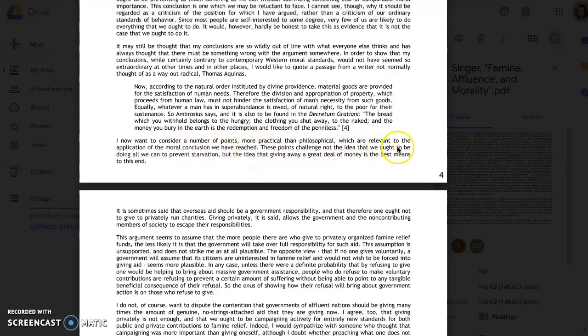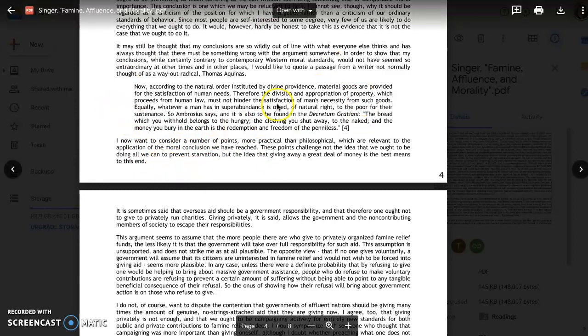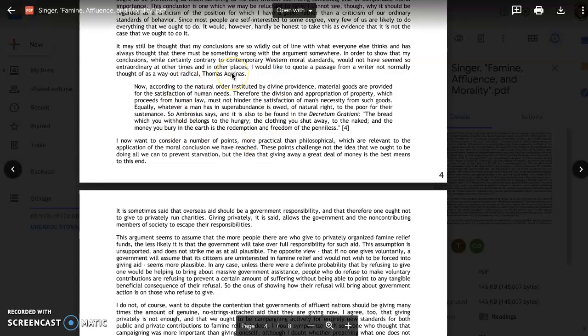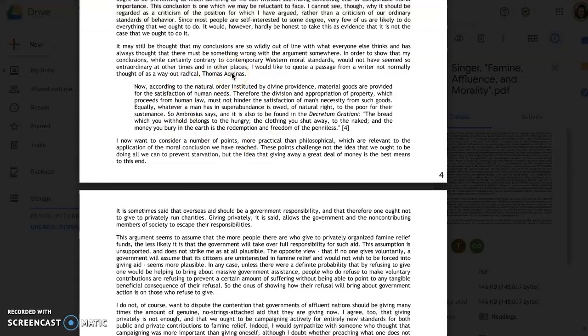"These points challenge not the idea that we ought to be doing all that we can, but the idea that it's by giving money that we can do the most good." So this is definitely a transition to a new claim. Our first section was about this principle that establishes we should be doing a lot to stop death and suffering from starvation and such. And then the further argument is, that means we need to rethink what we call charity. This isn't charity. This is something we ought to do.